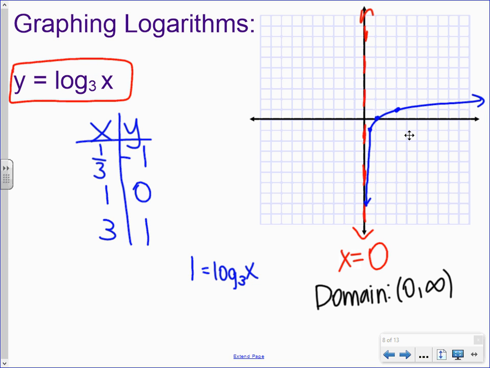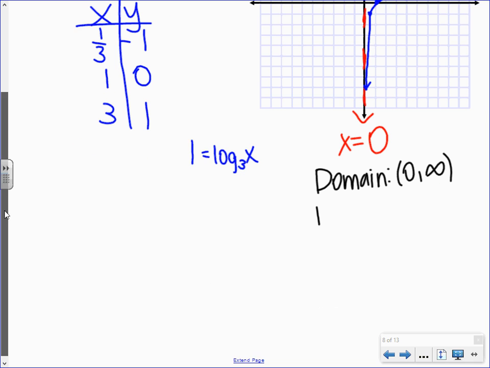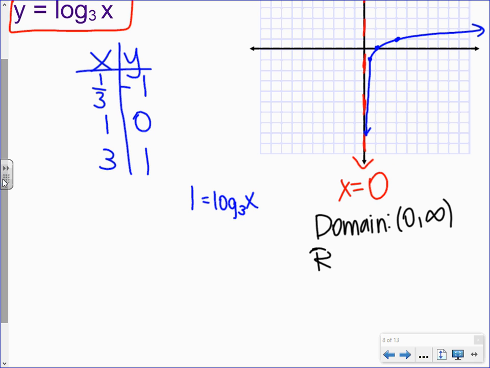What about our range? What is our range? Andrew, what would our range be? All real numbers. Okay. Notice how these are switched from yesterday's, right? If we have two functions that are inverses, their domains and ranges switch. So if 3 to the x had a domain of all real numbers, log base 3 of x has a range of all real numbers.